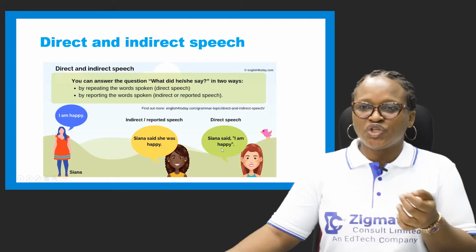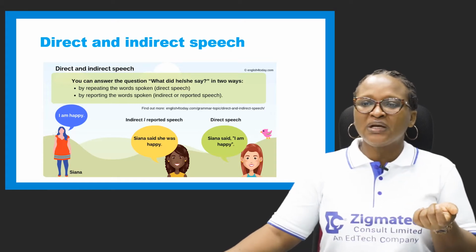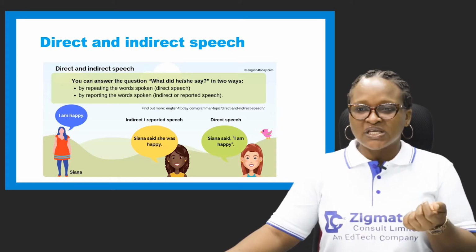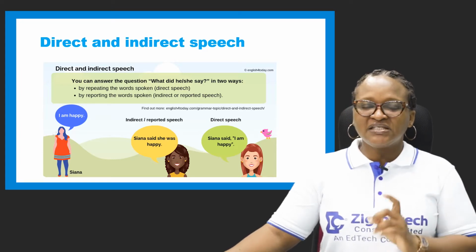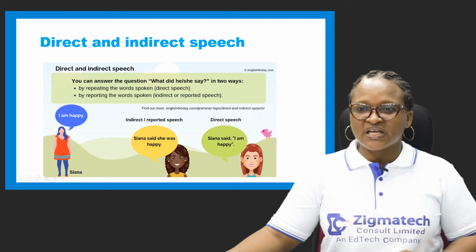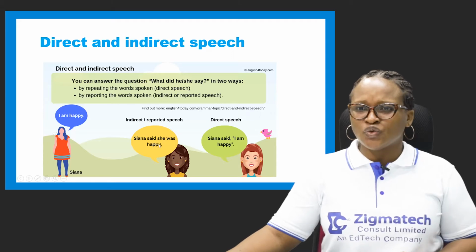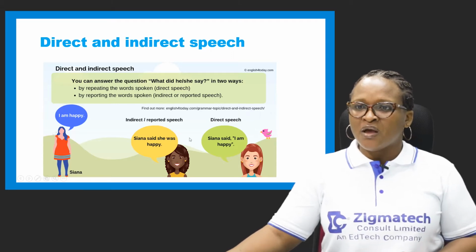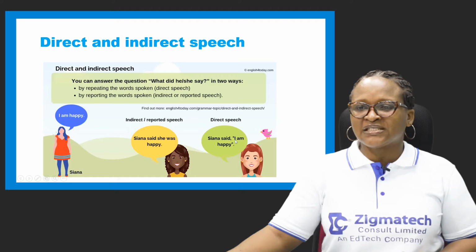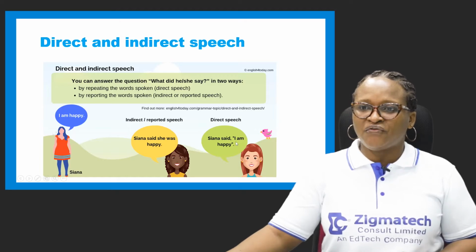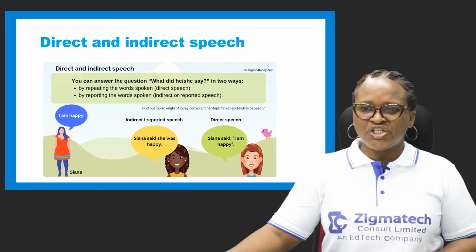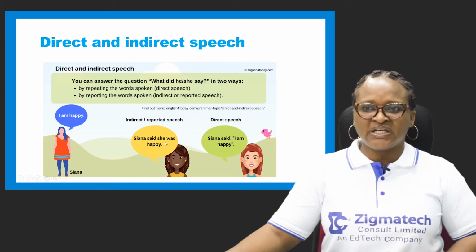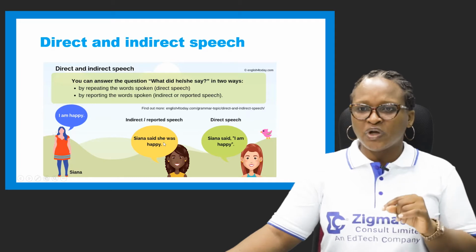Now for the indirect, which is the reported, someone wants to report what she heard that was said by Sienna. And she is saying, Sienna said she was happy. I would like us to look at two striking things. Now, in the direct speech, we notice that the personal pronoun, that's the first person pronoun I, was changed at the point of indirect or reported speech. And it was changed to she. Why? Because she is reporting.